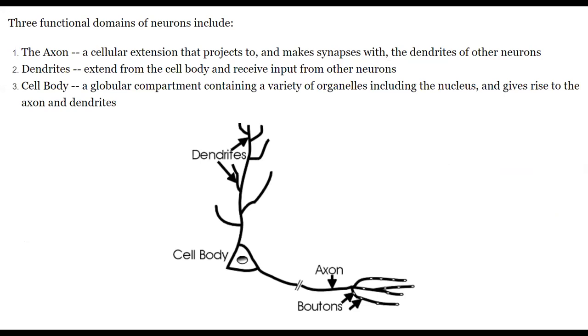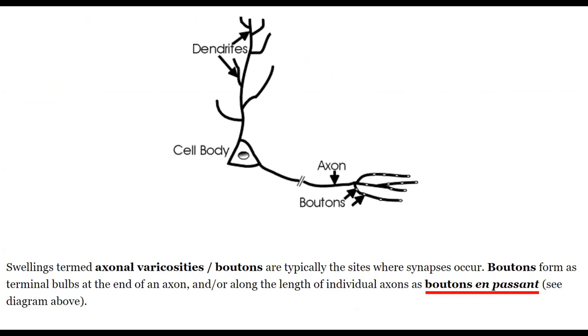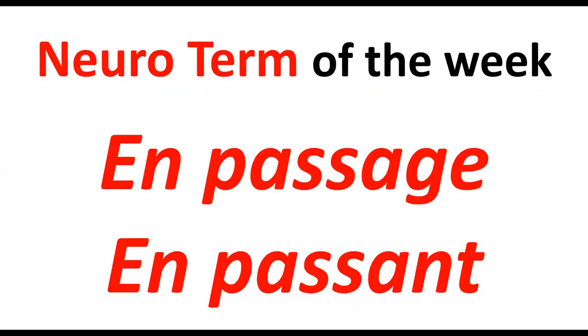Now, usually you think of an axon terminating on another axon or a muscle, the end effector, and that's the synapse, right? The long axon synapse. But actually, synapses can occur along the full length of the axon, and those are called boutons en passant, right? So that is the application in neuroscience, the little boutons. See, all along the sides of the axons. All right, so neuro term of the week.